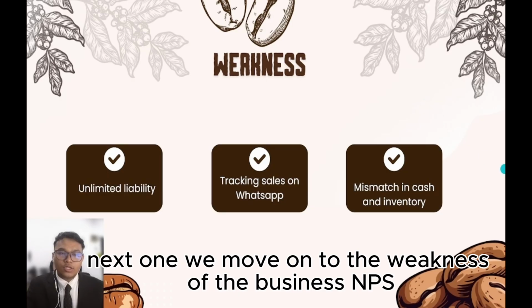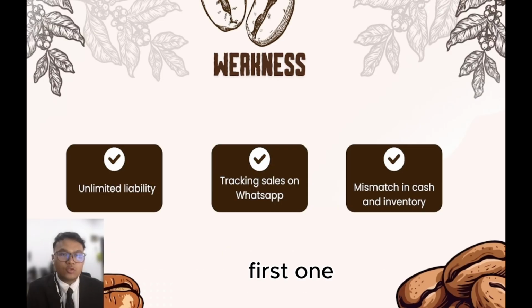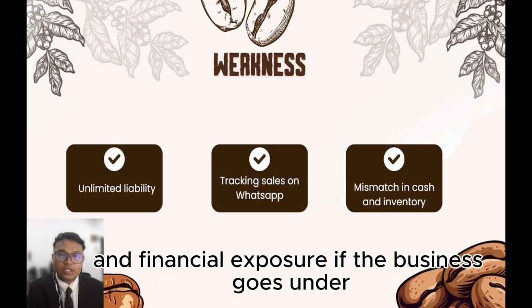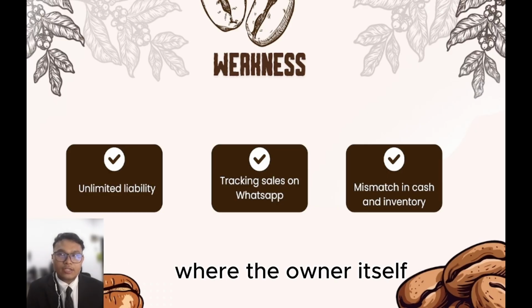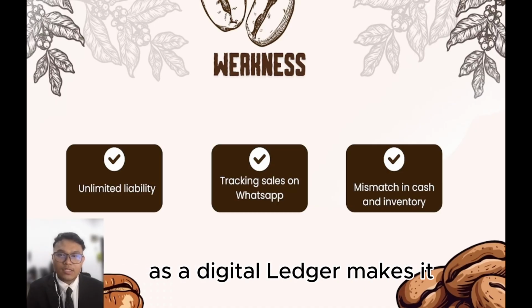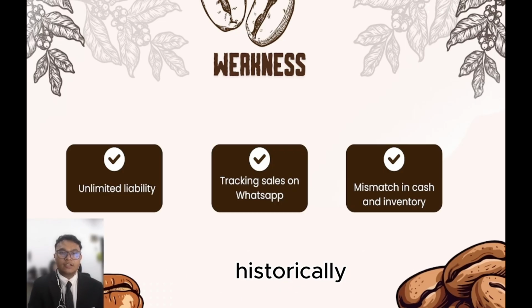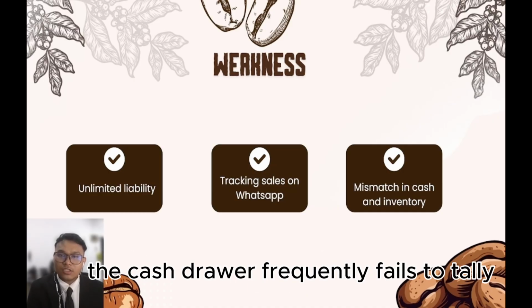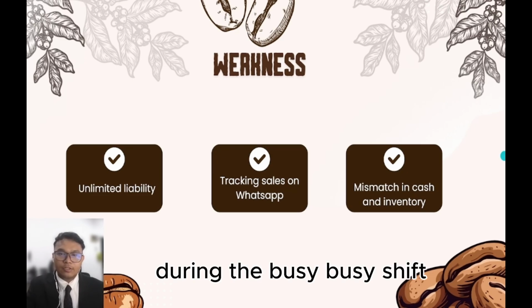Next one, we move on to the weaknesses of the business. We have identified the key weaknesses in the current recording and structural process of the business. First one is unlimited liability. As a sole proprietorship, the owner faces full personal, legal, and financial exposure if the business goes under. Next one is tracking sales on WhatsApp, where the owner relies solely on a WhatsApp chat group as a digital ledger, which makes it disorganized to audit or trace any expenses back historically. Last one is the mismatch in cash and inventory. Due to manual tracking errors, the cash drawer frequently fails to tally with the actual number of physical coffee cups used during the busy shift.